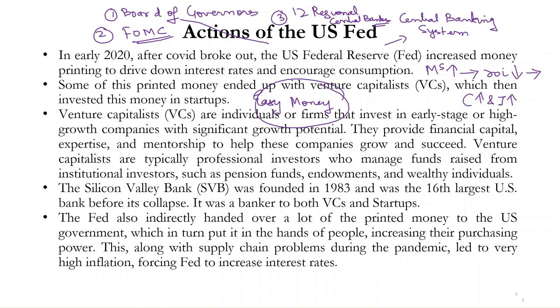The factories closed down. So there were supply chain issues, and hence there was limited supply, but people had a lot of money to spend because the government had printed, or the central bank had printed a lot of money, which eventually went to the government, and the government handed it over to the people. So there was too much money chasing too few goods, which often results in inflation.